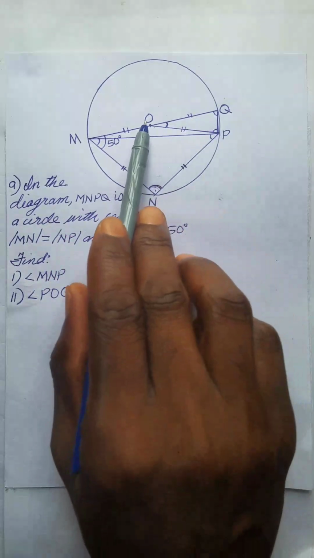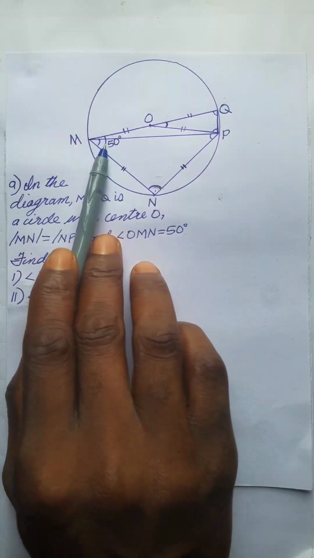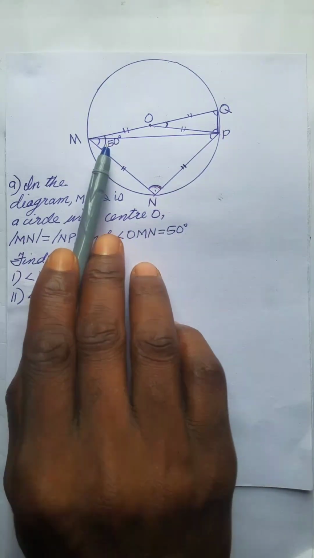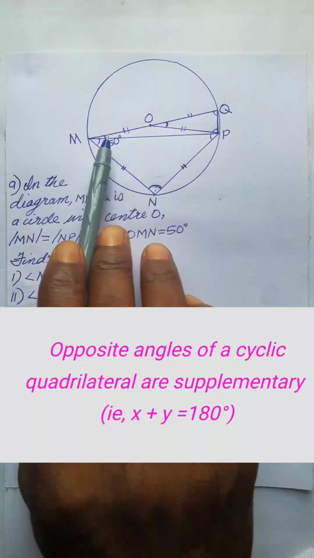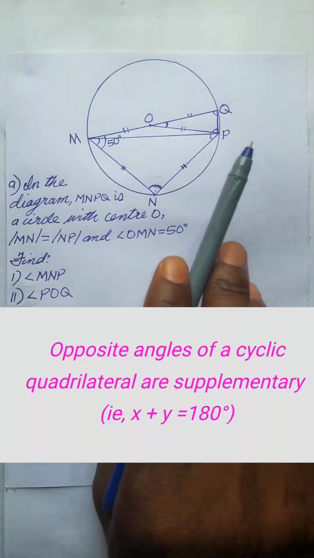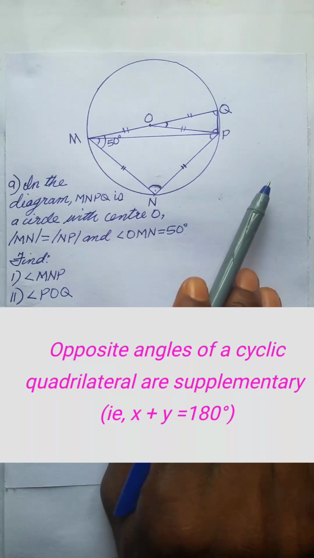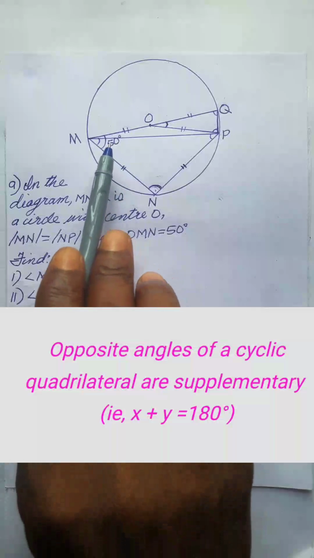OMN, that is 50. Now there is a circle theorem that says that opposite angles of a cyclic quadrilateral are supplementary. That is, they add up to give 180. That means you should know all your circle theorems. Is that okay? So let's look at that.